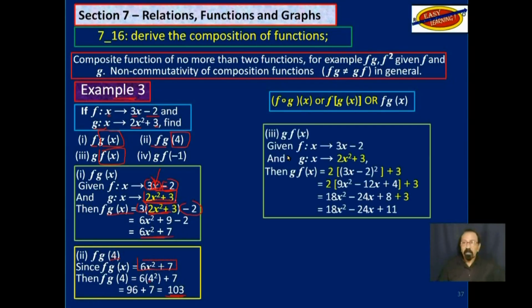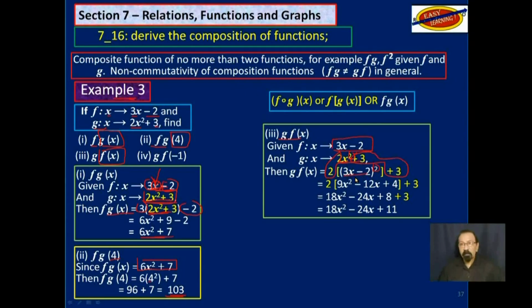But now let's find g of f of x. This time we will keep g the same. That 2 is the same 2. That plus 3 is the same plus 3 here. And that square is the same square here. But where x is, we will put in this f of x, which is 3x minus 2.